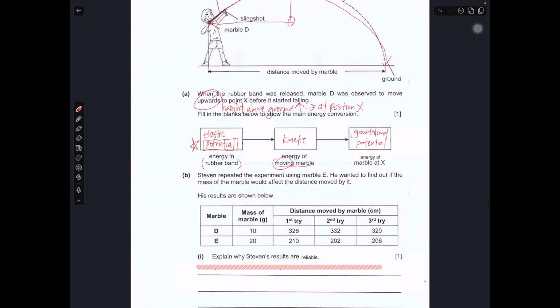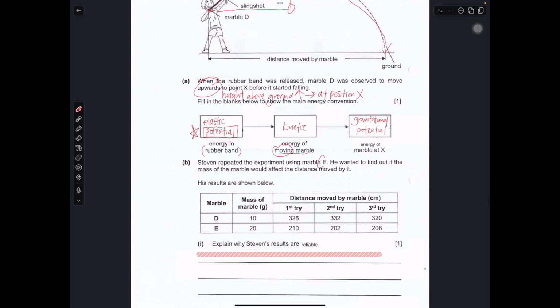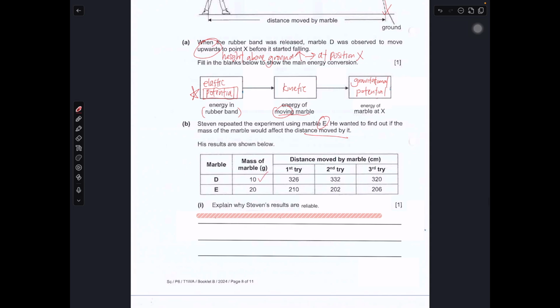So Stephen repeats the experiment using marble E. He wanted to find out if the mass of the marble will affect the distance moved by it. So you have 10 and 20 gram marbles, D and E. This is the number of tries. He tried 3 times, and these are the results. Explain why Stephen's results are reliable.